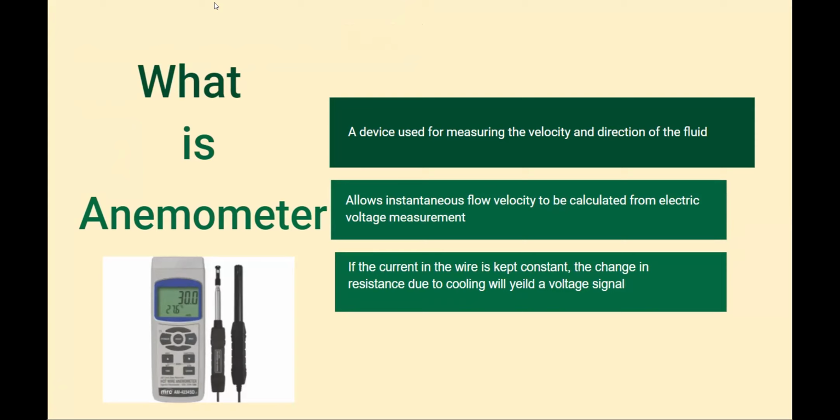So our group will present on the hot wire anemometer. A hot wire anemometer is a device used to measure the velocity and direction of a fluid. The use of a hot wire allows instantaneous flow velocity to be calculated from electric voltage measurement. This means that if a cooler fluid flows past the wire, heat is removed from it.